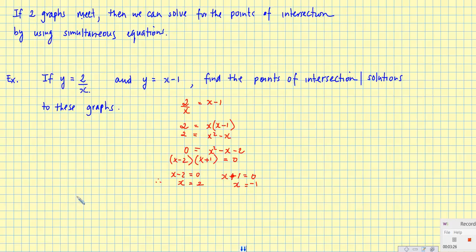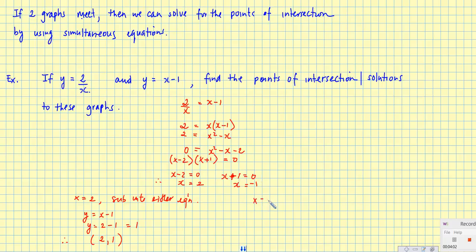Now, if we assume that x is equal to 2, then we substitute that into either equation above to get our corresponding value of y. So I will say y is equal to x minus 1, y is equal to 2 minus 1, which equals 1. Therefore, our first point of intersection will be found at x equaling 2 and y equaling 1.